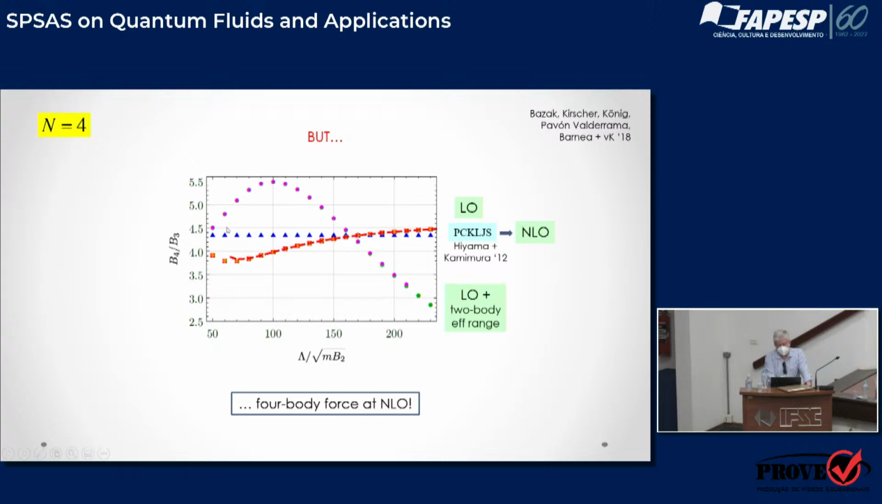So it looks the same here. Here is the result. This is for the PCKLJS potential. So this is the result there. There's no cutoff dependence there, so it's a flat line.